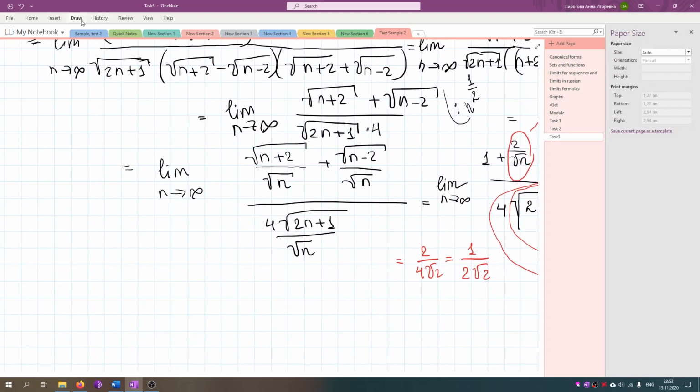So let's continue with task 3C. The first two tasks were about sequences, and 3C is about a function. So x converges to 0. Here we have this.